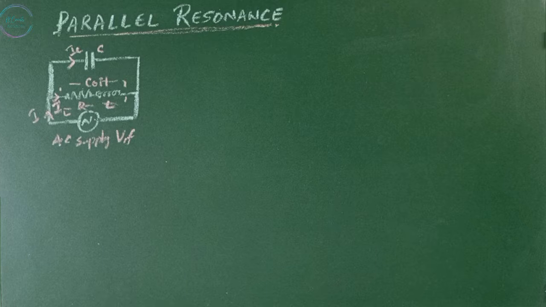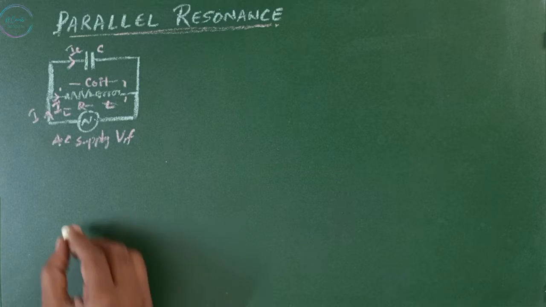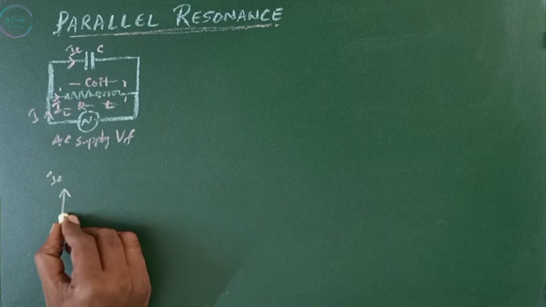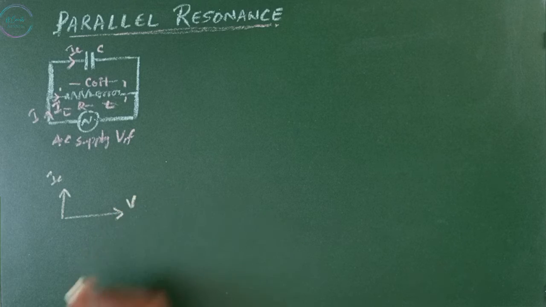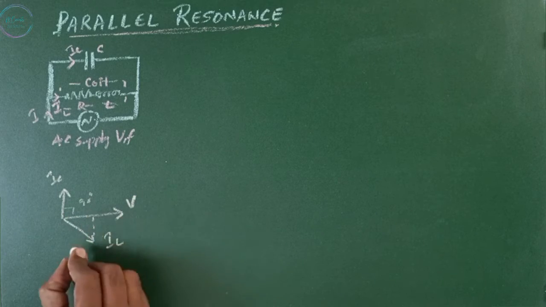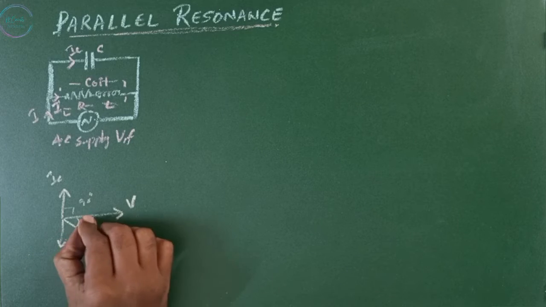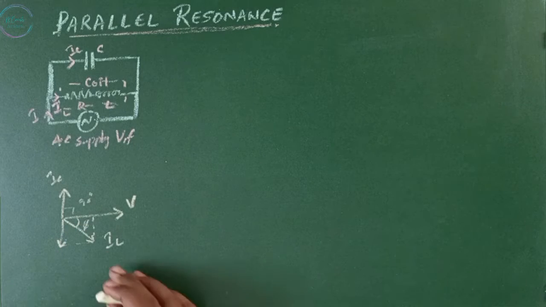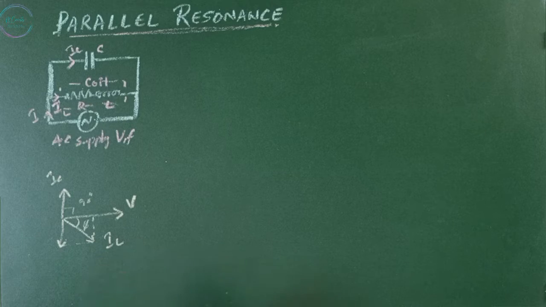Parallel resonance. A coil is connected in parallel with a capacitor and the combination is connected across the AC voltage source of variable frequency. Parallel circuit we considered here. Vector diagram for this circuit will be IC, this is voltage V, this is our IR. We'll find the angle between the input voltage and the inductor coil current.